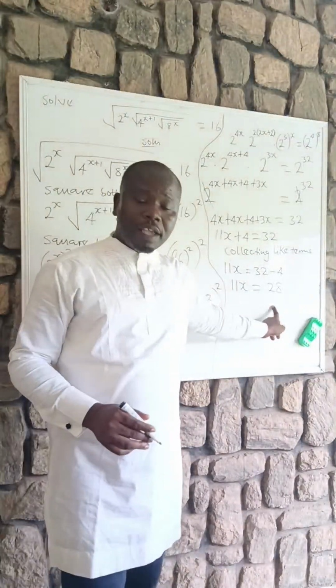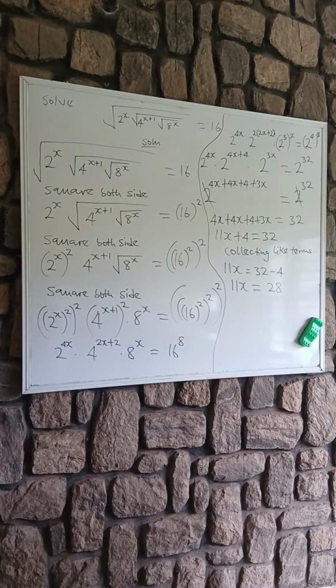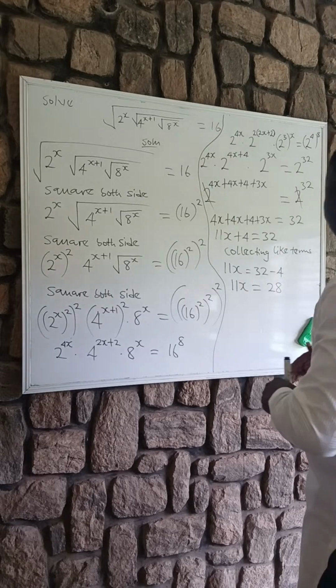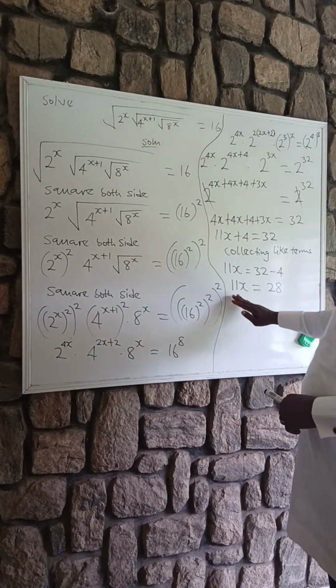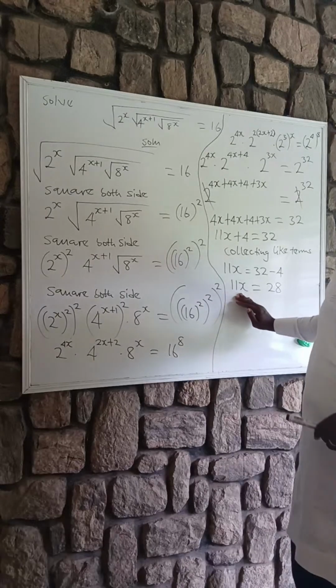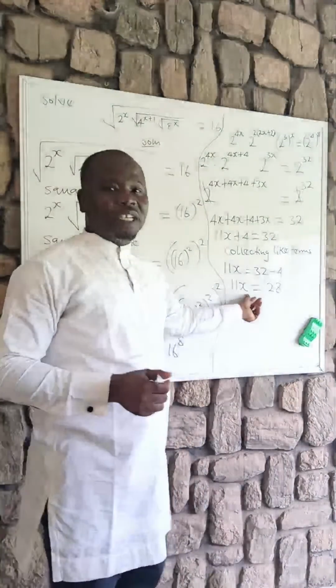Am I right? Look at the board. 28. True or false? Am I right? Oh, I'm right? Okay. So if I'm right, let's look at it together. If I'm right, it means we divide through by 11, 2 of us, so that we can obtain the value of x.